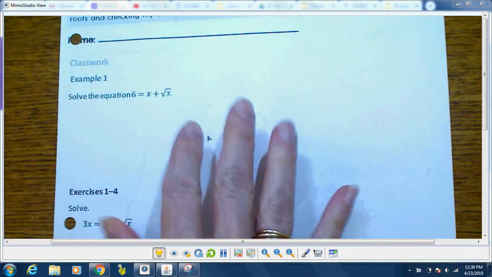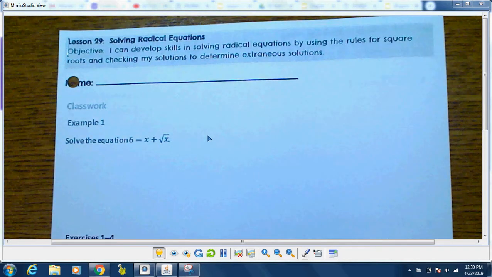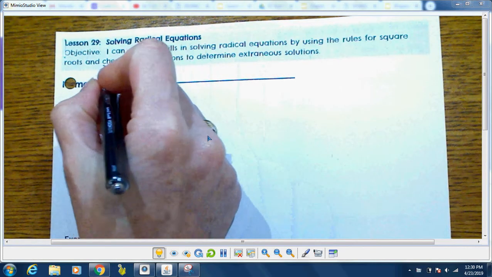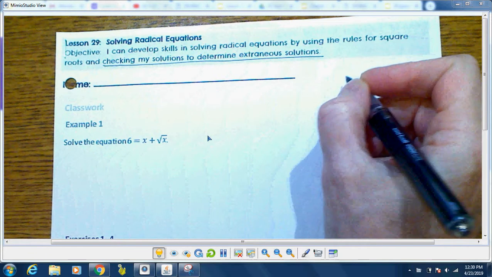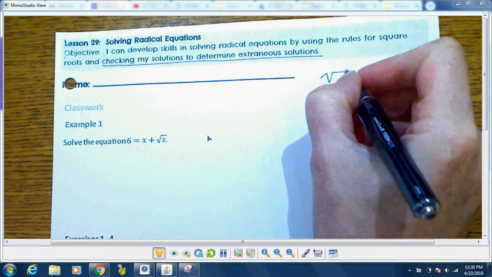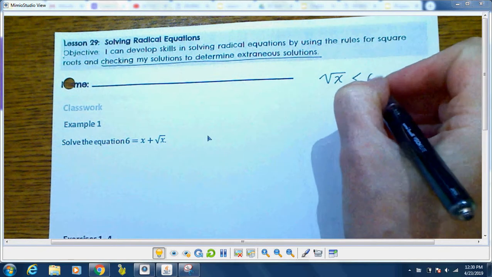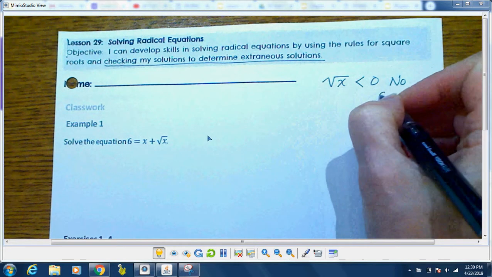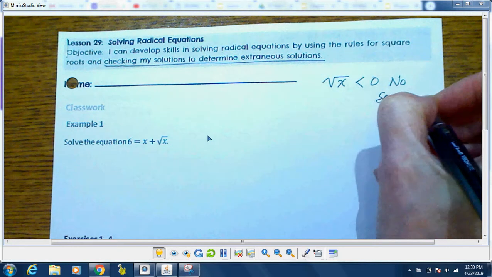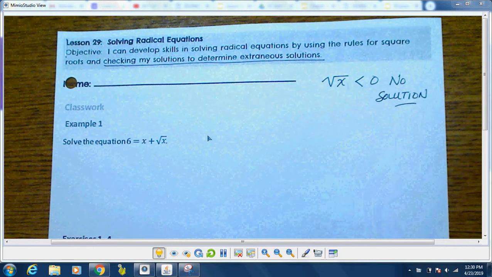All right, lesson 29 is solving radical equations, and our objective is I can develop skills in solving radical equations by using the rules for square roots, and it's really important in this particular lesson to check your solutions to determine extraneous solutions. So in our last lesson, if we found out that the square root of x minus 5 or whatever was less than 0, if it was a negative number, there was no solution. This time, it's not going to be as obvious.